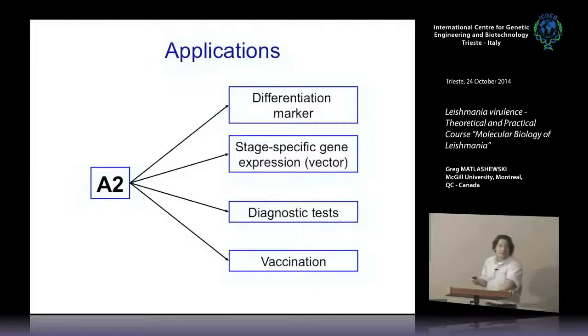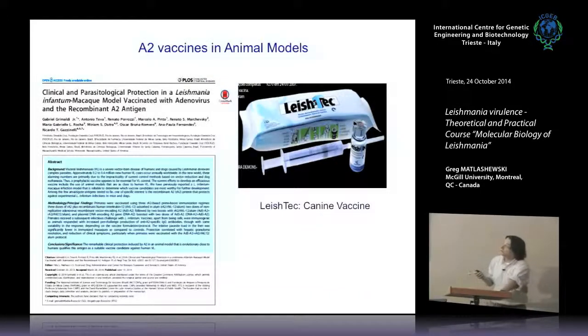And what about a vaccine? Can this thing be used as a vaccine? This is not work that's been done in my lab, but there's a group in Brazil who's been doing a lot of work looking at the use of A2 as a vaccine. And A2 is now licensed. It's gone through phase 3 clinical trials in dogs. The trial involved 1,600 dogs and showed that it was protective in dogs. And so there is now a commercial product called Leishtec, and it's a canine vaccine which is now used. It's one of the 2 licensed vaccines present in Brazil.